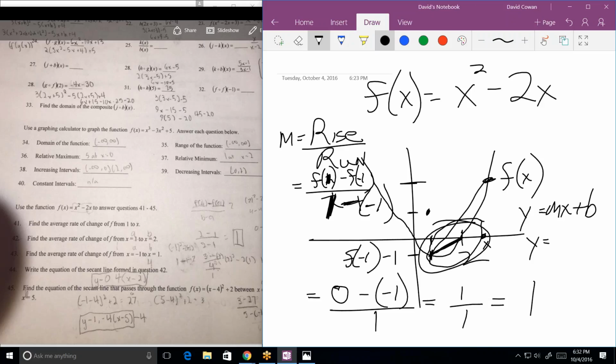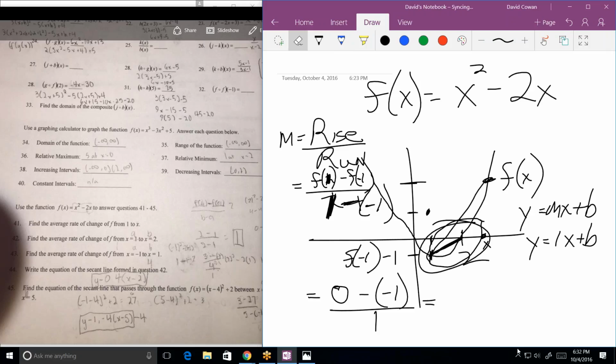I know the slope is 1. Okay, well, that means y equals 1 times x plus b. Now how do I figure out b? In order to figure out the equation of the line, I need a point.